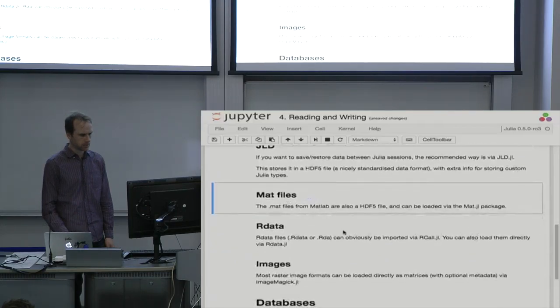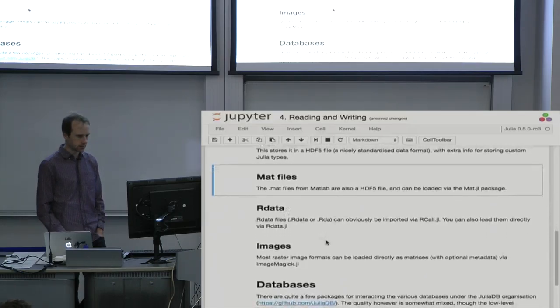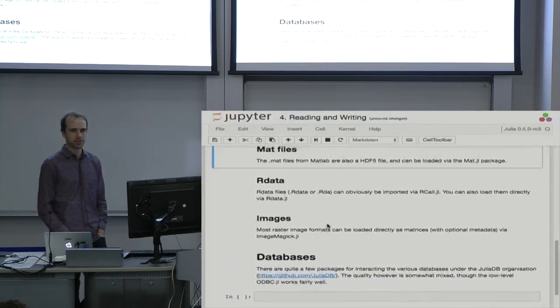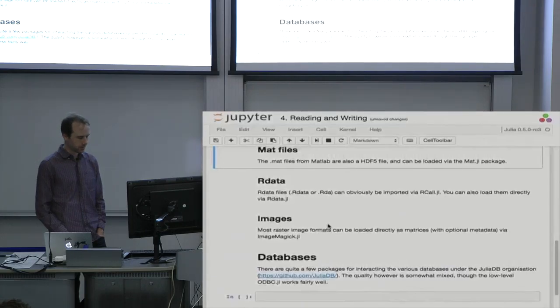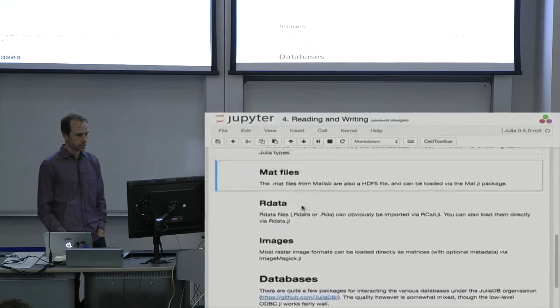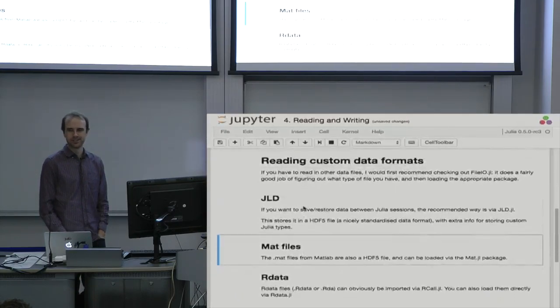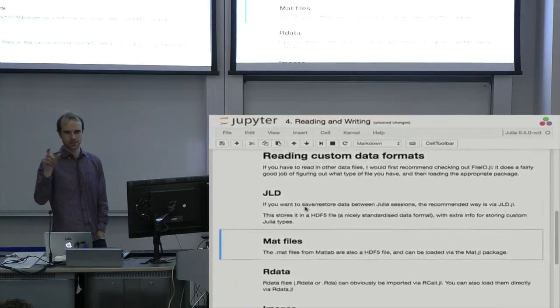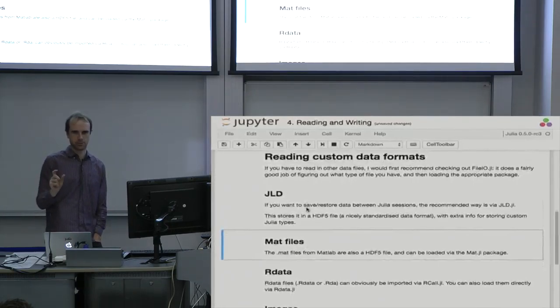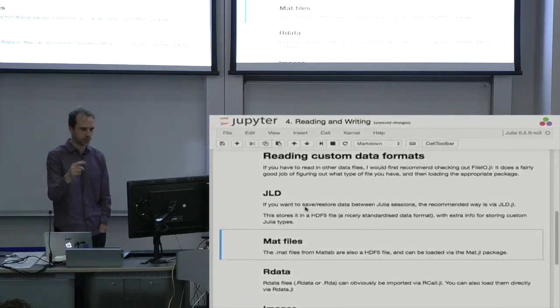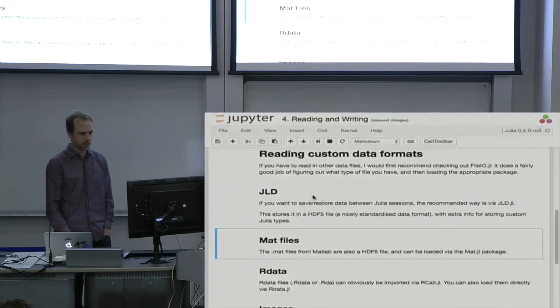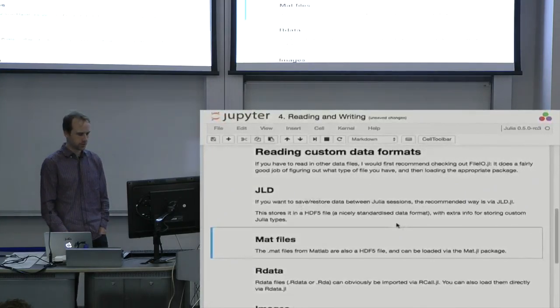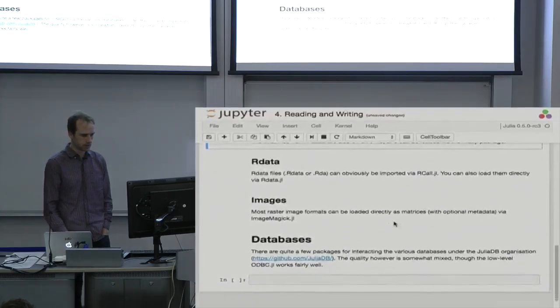And there's a package for loading R data files from R. You can obviously load them via RCall, or there's this RData package, which makes it easy to load and save them directly without having to load RCall. If you've got any images, there's actually a lot of very easy ways to load images. I should also mention FileIO.jl, which is great because it automatically looks at the header of the file and the file name and tries to guess the appropriate package and then loads that. So a lot of the time you don't even have to figure out what type of data you have. It'll just figure it out and load it itself.